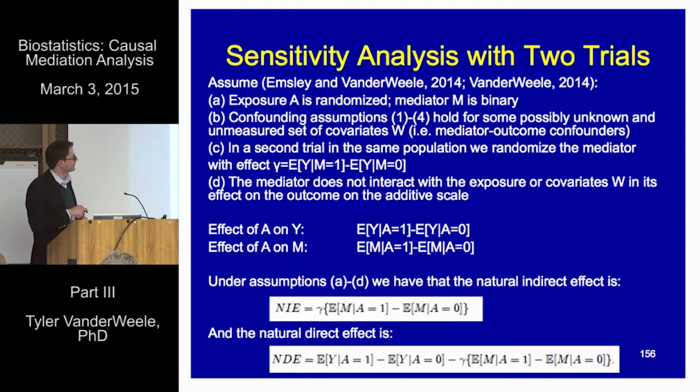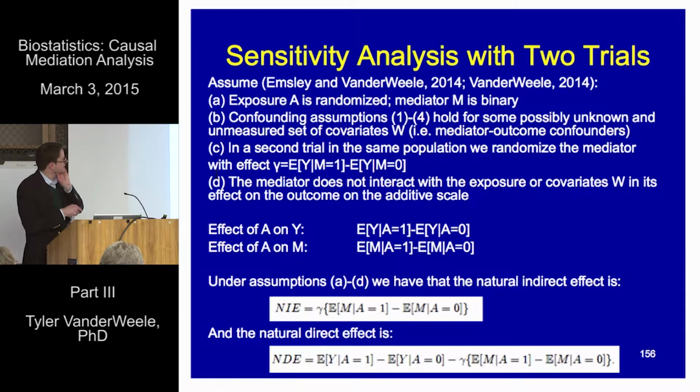And finally, we're going to assume that the mediator doesn't interact with the exposure or the covariates, W, in their effects on the outcome on the additive scale. The exposure can interact with the covariates in their effects on the outcome or their effects on the mediator, but we're going to assume that the mediator doesn't interact with the exposure and the covariates. Okay, so what can we do then? Well, from the first trial where we randomize the exposure, we can get an intent to treat effect of the exposure on the outcome. That's going to be unbiased by randomization. We can also get the effect of the exposure on the mediator from that same trial. So that can be done in a straightforward way.